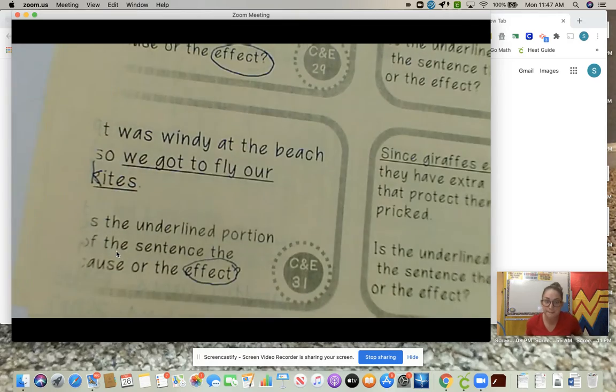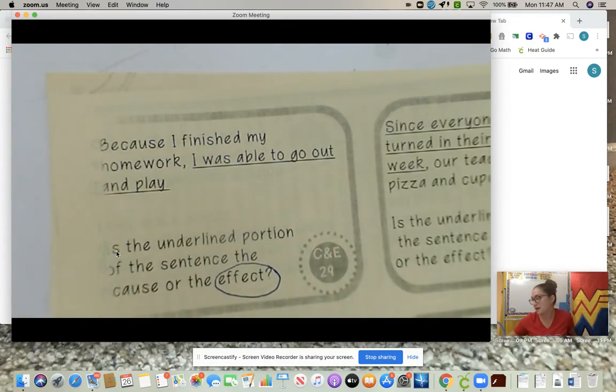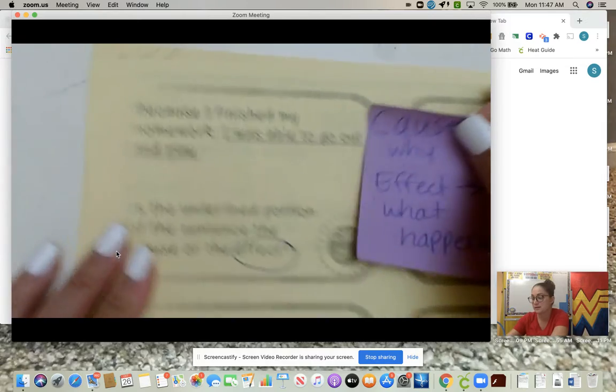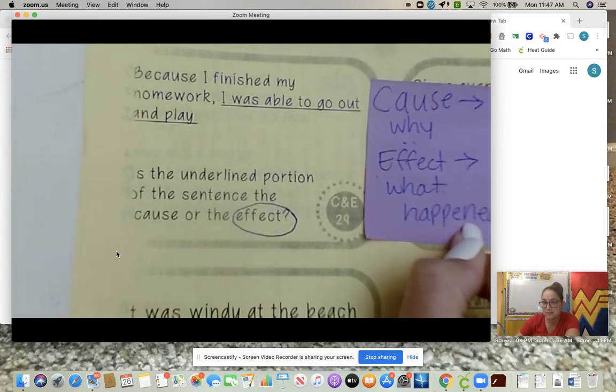Next, pull out weeks 10 and 11, language arts, and turn to the cause and effect page 29. So, as a reminder, the cause is why, the effect is what happened.